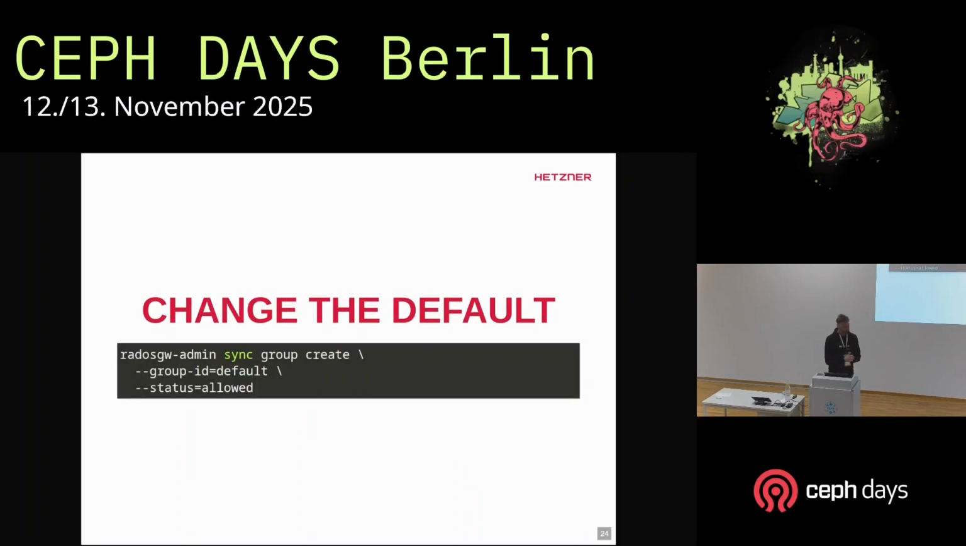So how you do this is basically you have to create a sync group that will tell the cluster not to do the default, which is enabled. You have to tell it it's just allowed. So that's the trick, that it will only synchronize the metadata but no data.